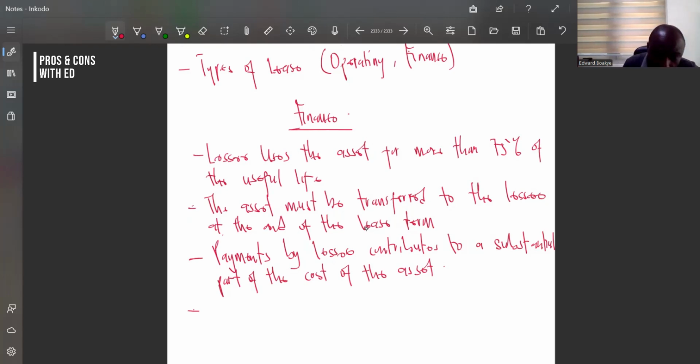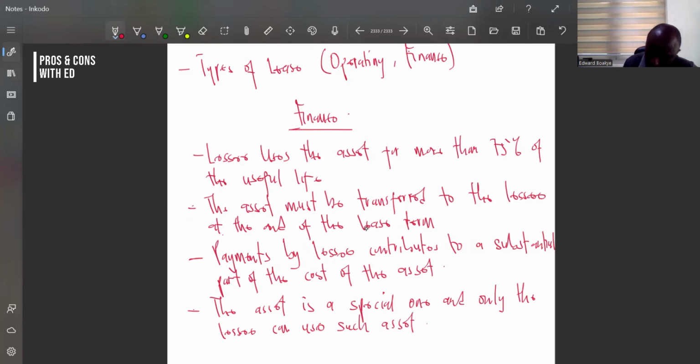So where the asset is a specialized or special one, and only the lessee can use such assets, then we also treat it as a finance lease.